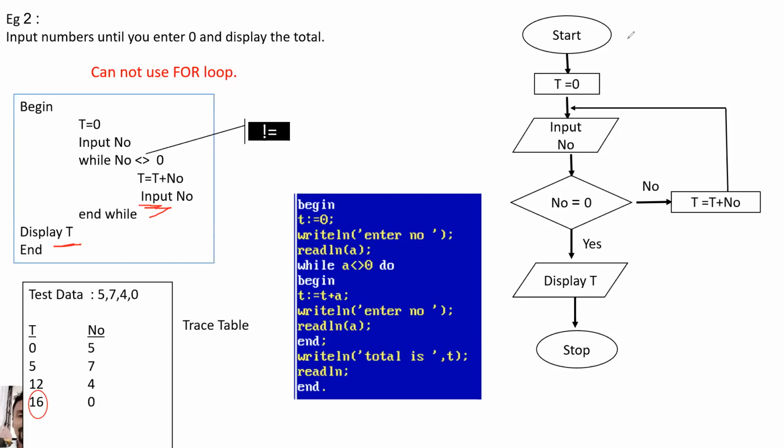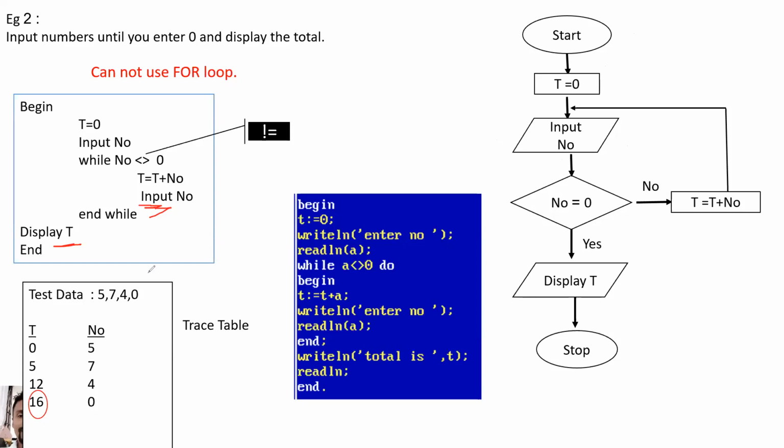Now try to understand. We can't use t equal t plus 1. No, t equal t plus number. Whatever the number you have, you have to use. We are not adding 1. We are adding the number they have entered in the program, right? Not the 1, right?